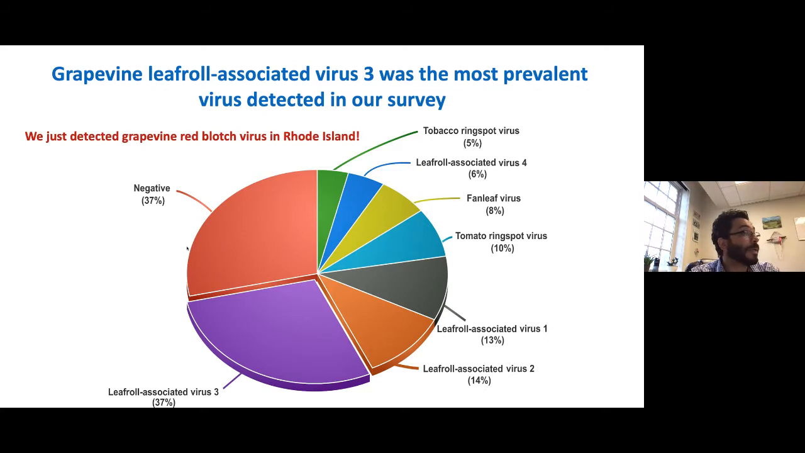And then just last week, this is the first time ever in this region, we detected 8 samples from Rhode Island. One of the vineyards that we visited there had Grapevine Red Blotch virus. So we are further analyzing those samples to see if we can find more.